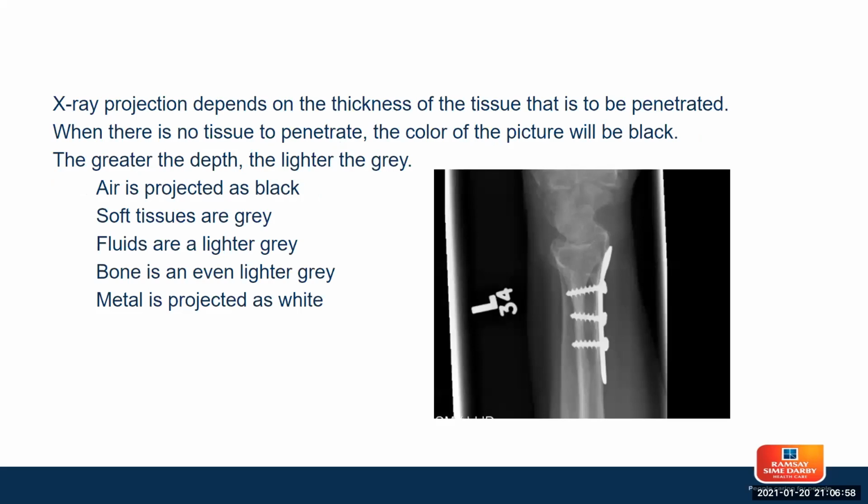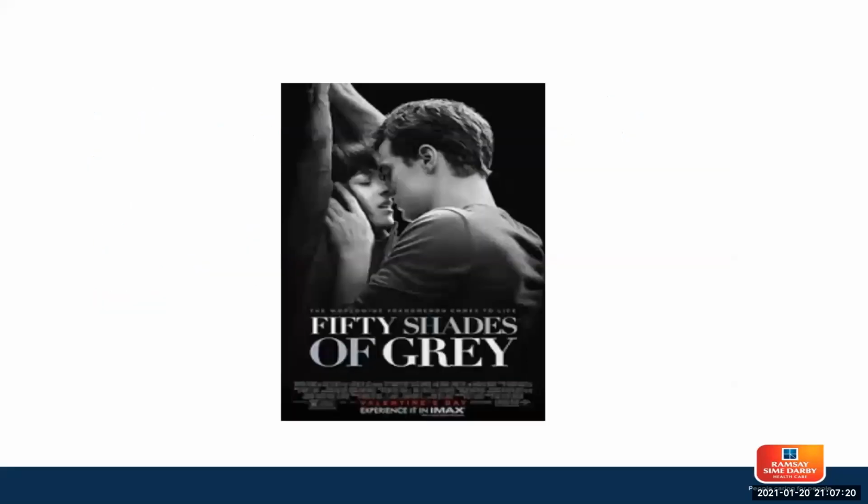All right, X-ray projection depends on the thickness of the tissue that is penetrated. When there's no tissue, the color will be black, obviously. A simple guide: air is projected as black. If you have soft tissue, it's kind of gray. Fluids are lighter gray. Bone is even lighter gray. And metal, as you can see in this image here, the metal implant is actually projected as white. Okay, so this just sounds like a lot of different shades of gray. But that's generally what an X-ray is. It's not just black and white, as you hope.